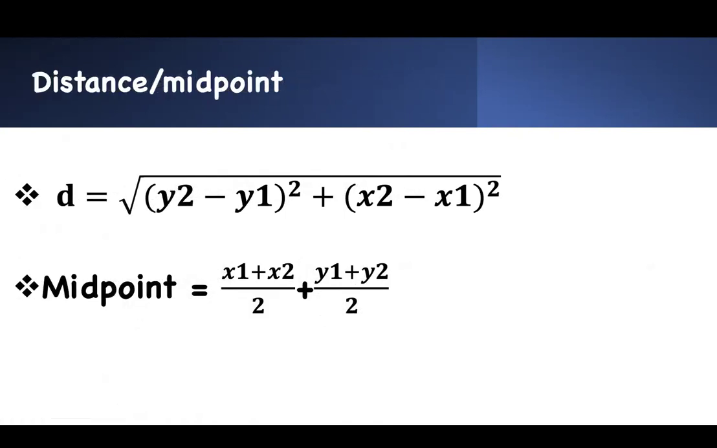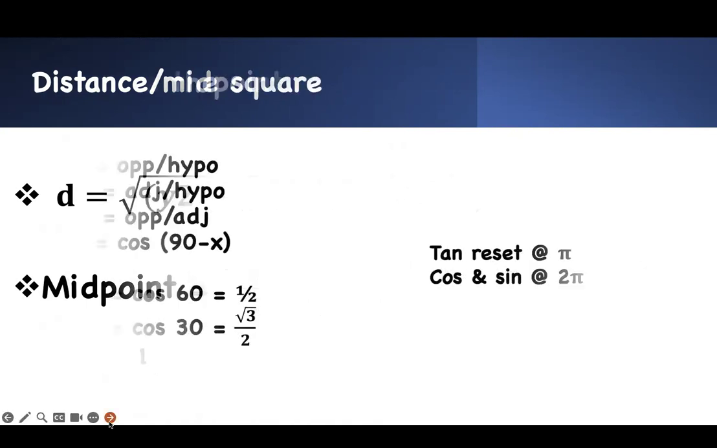Distance: you use 2 coordinates and find the difference between the x and the y, and you put it together. The midpoint is in the middle. You can use this sometimes for symmetry, but this is what you've got to know.